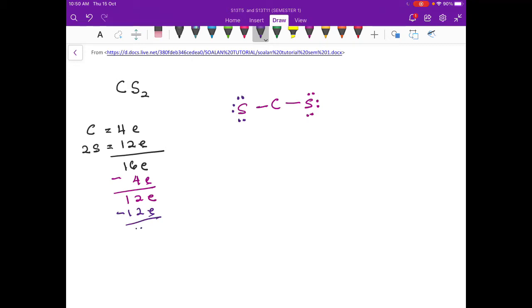The problem now is our central atom is not octet. How to make it octet? Alright. So we have a few possible ways to make it octet. The first one, maybe this sulfur donates to the central atom and another sulfur donates to the central atom.